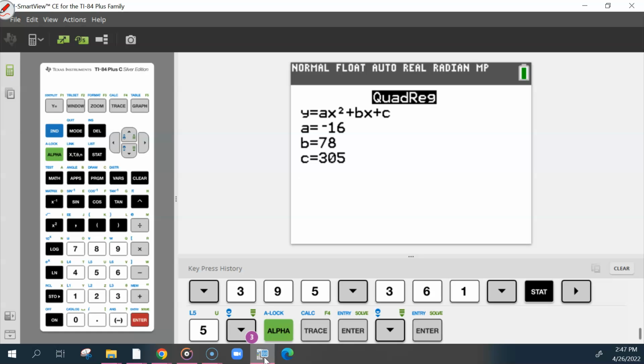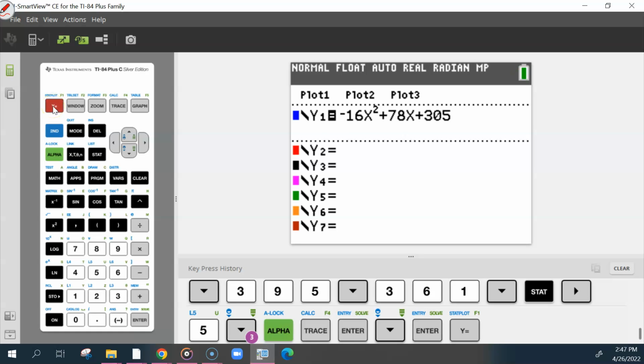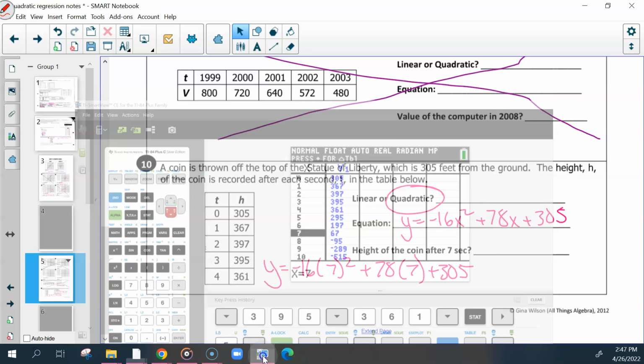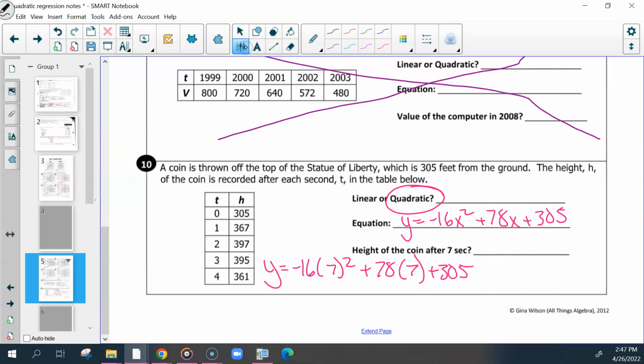What I'm going to do is, since I stored it, if I go on my y equals, it's already there. If you didn't store it, you would have to retype it in here. And then I'm going to go into my table, and I'm going to look when x is 7. And that would give me 67. So h would equal 67. Height is in feet. So basically, after 7 seconds, it would almost be to the ground.